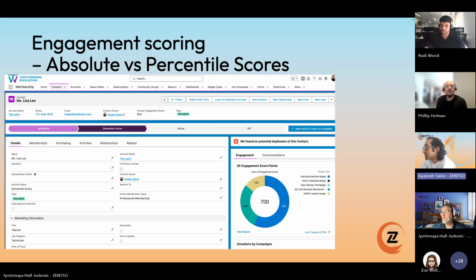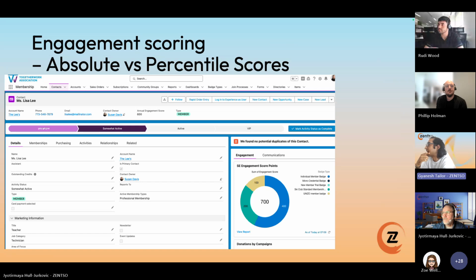Someone might do a piece of CPD, you might give that 25 points. Or you might have someone who's actually speaking at an event, and for that you might give a score of 75 or something like that. So it really varies, and you can define that completely. With this absolute approach, as you can see on the right underneath in the engagement tab, there's a little chart which is giving you a sum of the score.